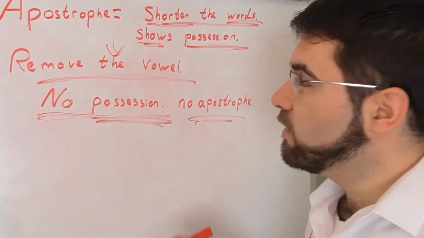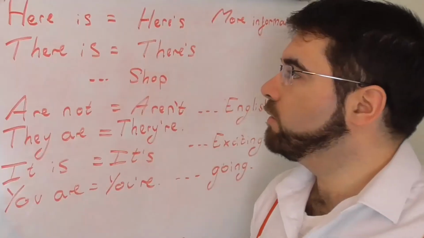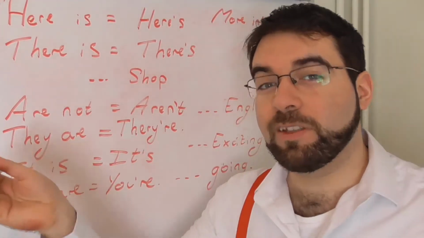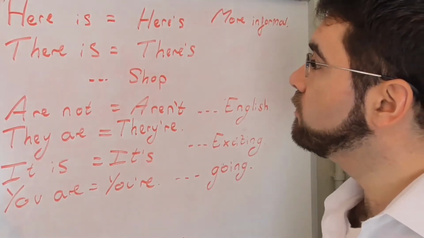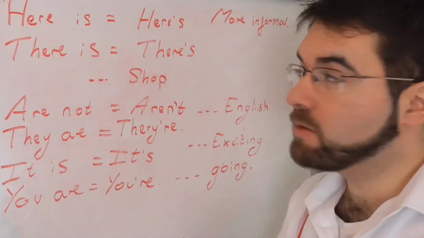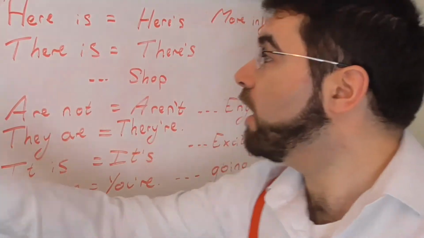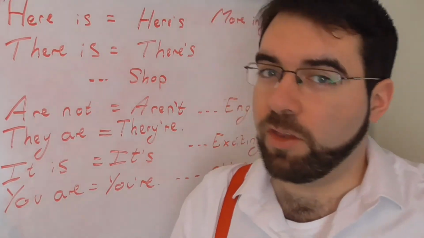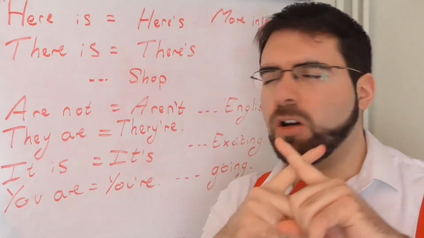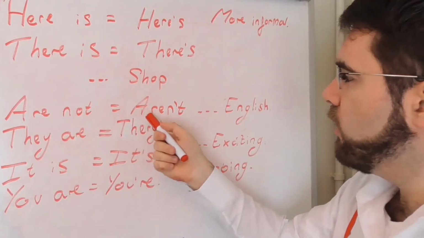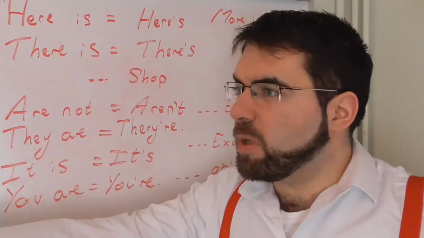But let's look at some examples. Let's keep learning. So, let's look at some words, shall we? That's what we're here to do. So we have, here is, here's, there is, over there. There is a shop. There's a shop. Aren't, are not. There aren't any English people.